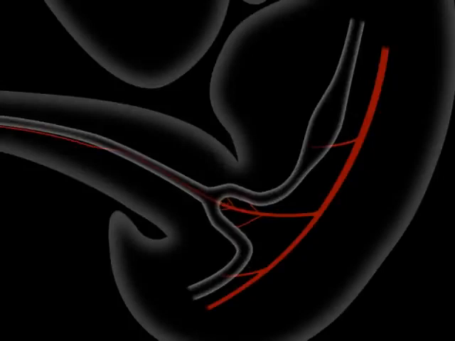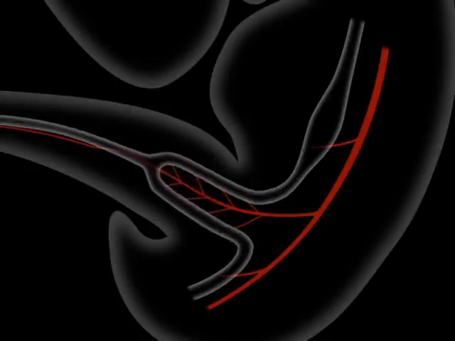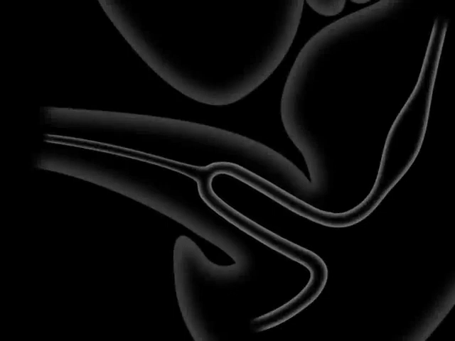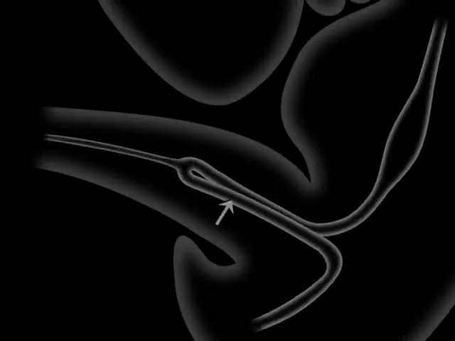As the midgut develops, it protrudes into the body stalk, forming a loop, with the superior mesenteric artery forming the axis of the loop. As it protrudes, the midgut loop makes a quarter turn counterclockwise, so its distal part is to the left and its proximal part is to the right.